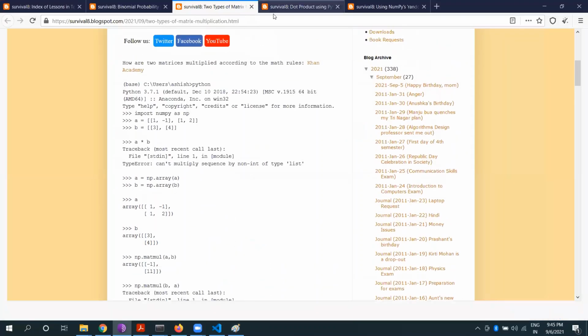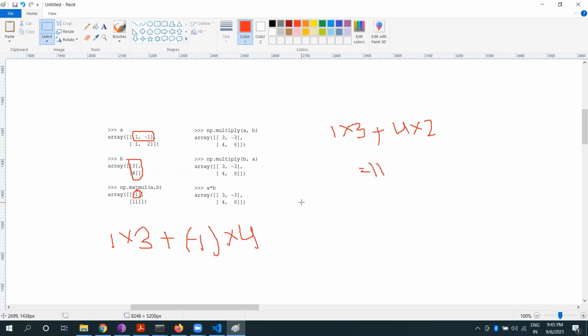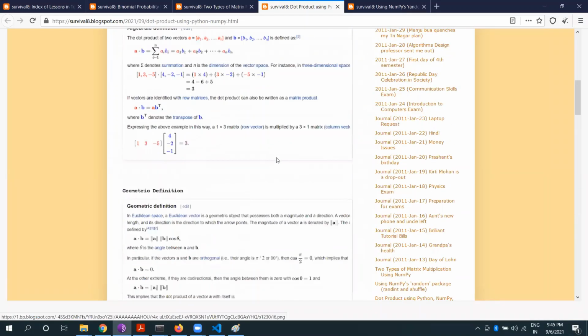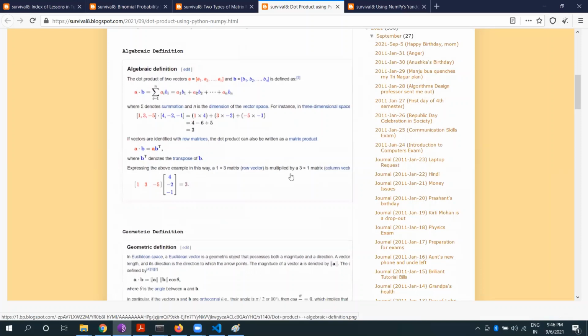So dot, I'll explain. Matrix multiplication is clear, and dot I'll explain. The dot product has a bit of two definitions. Two definitions in the sense they will both result in the same answer, but the way we arrive at them is different. You were seeing two vectors over here, right?